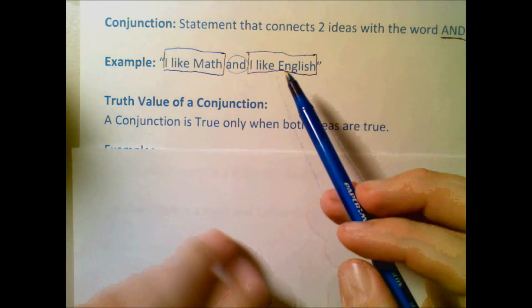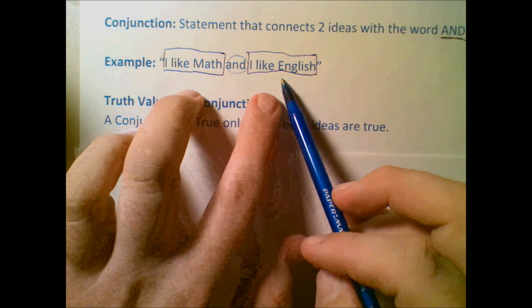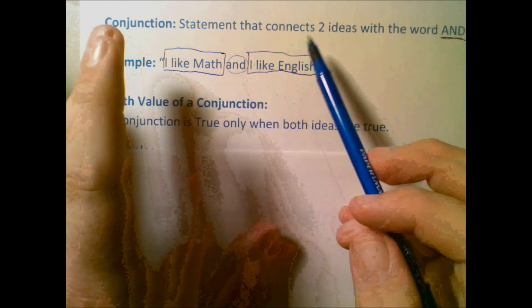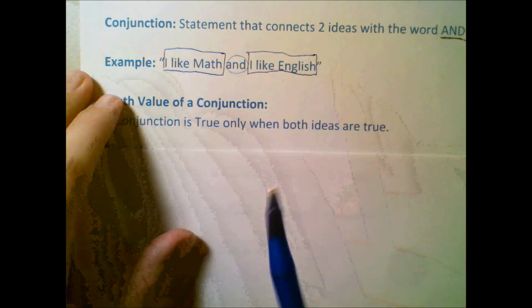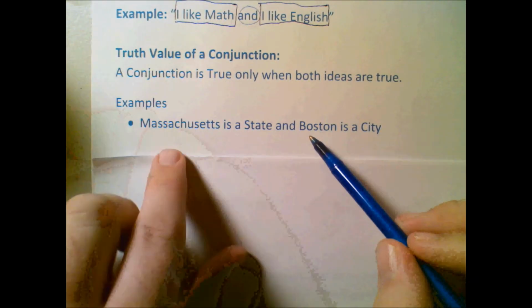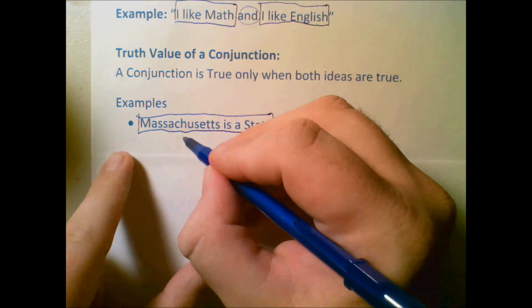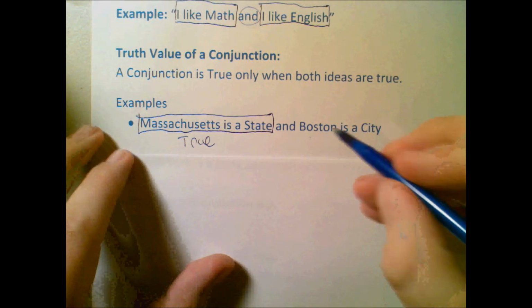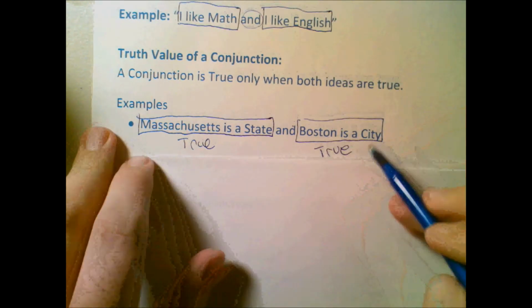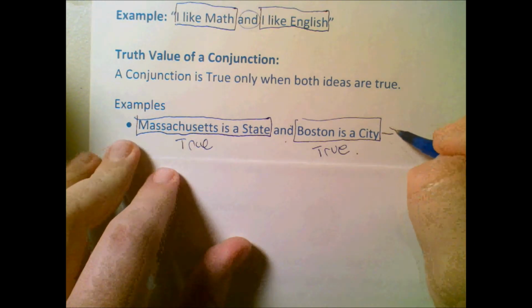So we take the example that I have up here. I like math and I like English. These two ideas both need to be true because of the word and in order for the whole statement to be true. So here's an example. Massachusetts is a state and Boston is a city. Now, Massachusetts is a state is a true statement. Boston is a city is a true statement as well. Since both statements connected with the word and are true, the whole thing is true.